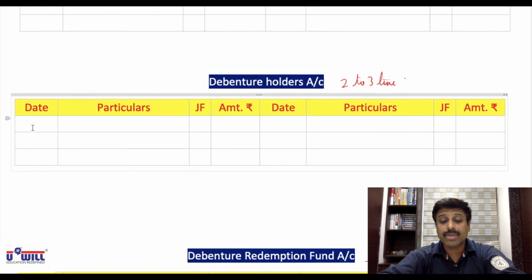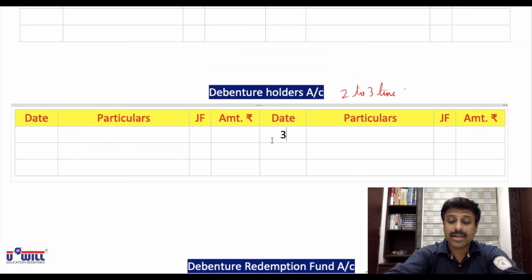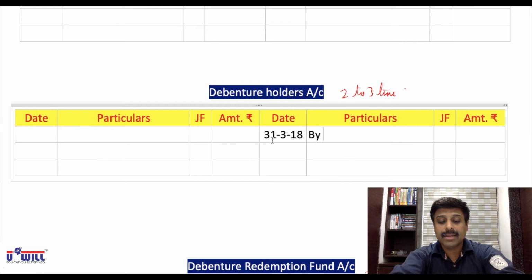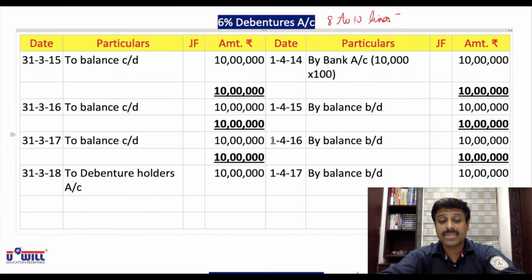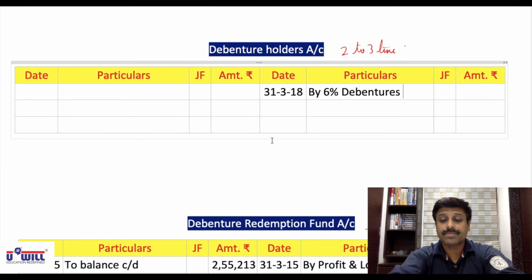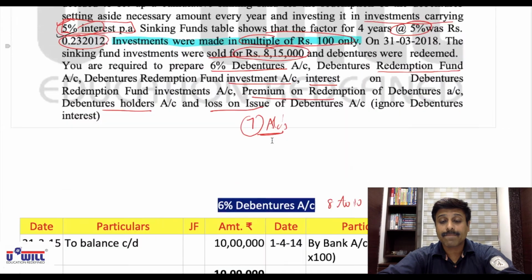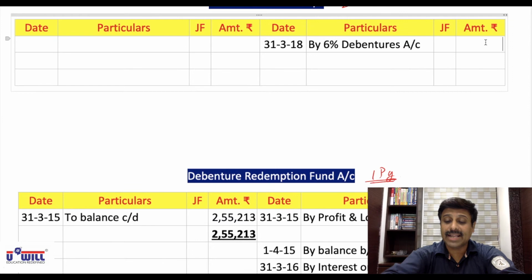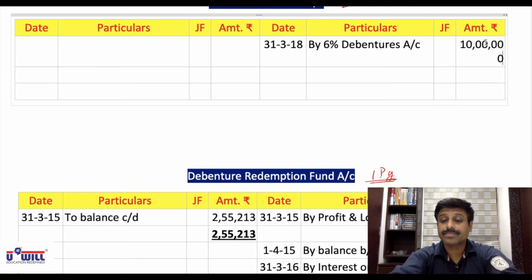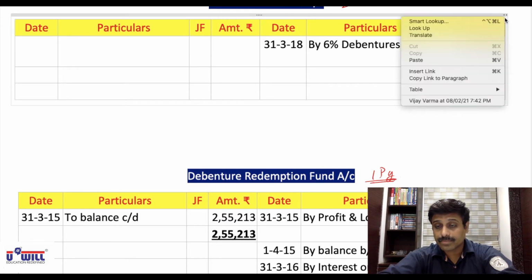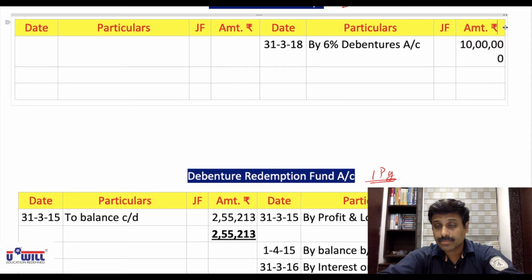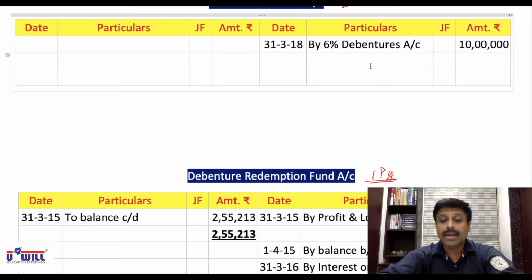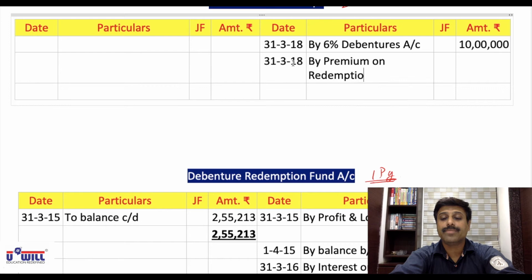and in debenture holders account credit side both the opposite accounts. So debenture holders credit side 31,318 by 6% debentures account 10 lakhs, and 31,318 by premium on redemption account 1 lakh.